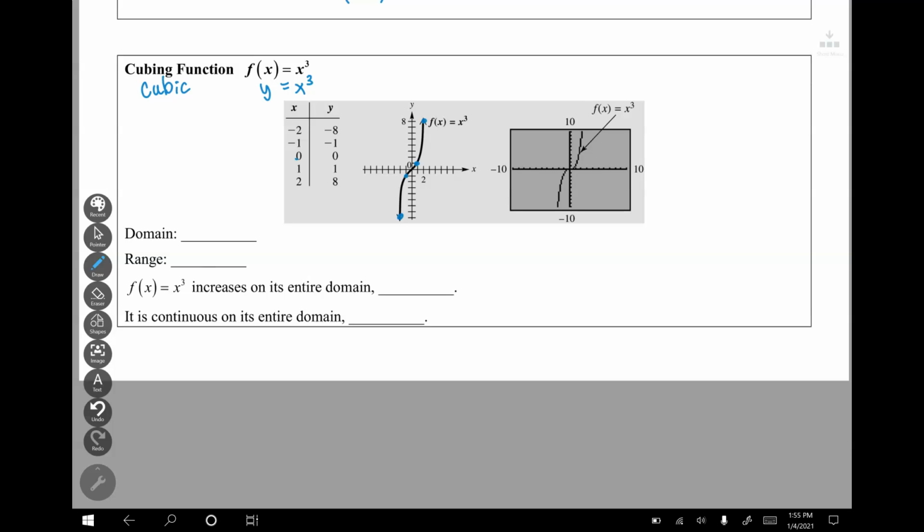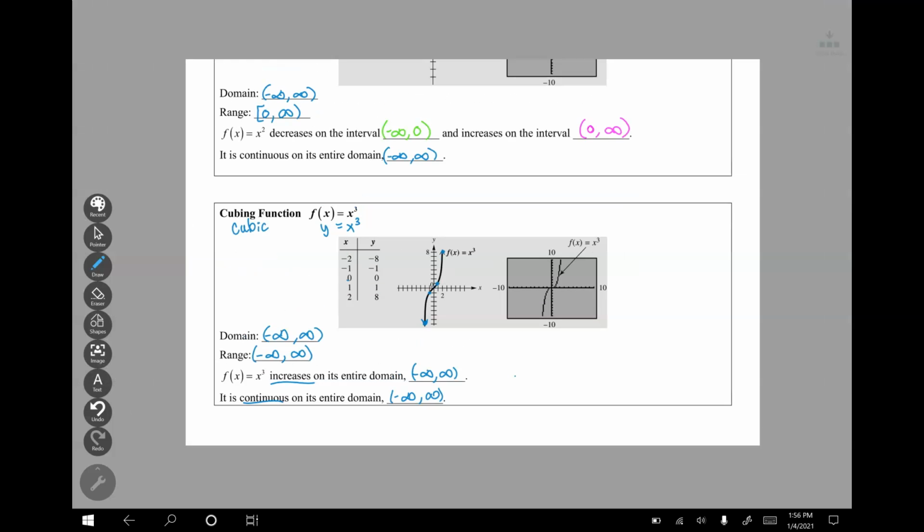The domain going from left to right, we've got arrows at both ends again, so negative infinity to positive infinity. The range going from bottom to top, we've got an arrow down here at the bottom, so that's negative infinity. And then the highest point you see is also that arrow, so positive infinity. F of x equals x cubed increases on its entire domain. Yes, it does. And then it's continuous on its entire domain. Continuous and increasing the entire time.